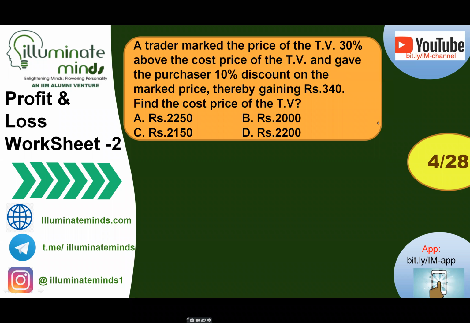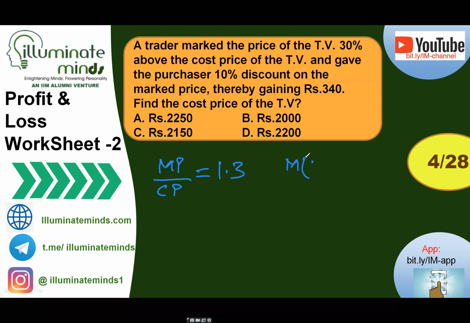Question number 4. A trader marked the price of the TV 30% above the cost price of the TV. Okay, again we will do the same thing. Mark price by cost price is equal to 1.3, and gave the purchaser a discount of 10% on the mark price. I will do the similar thing: mark price into 0.9. Just a second, guys.